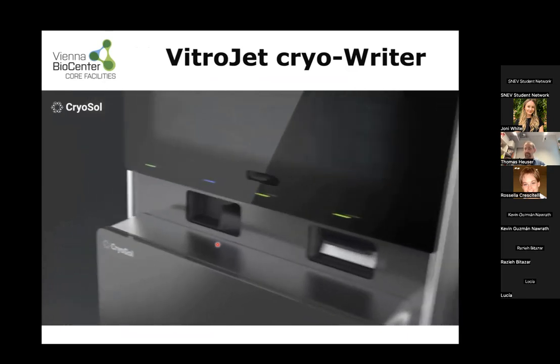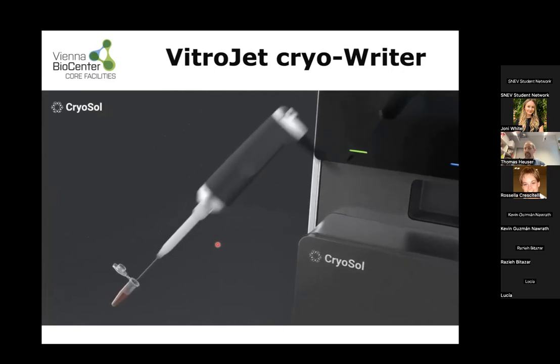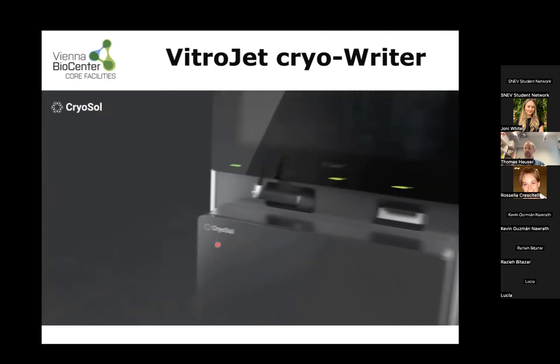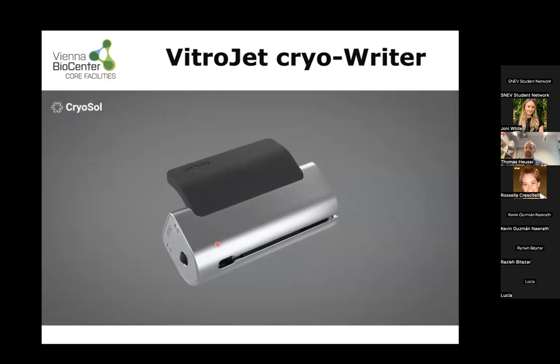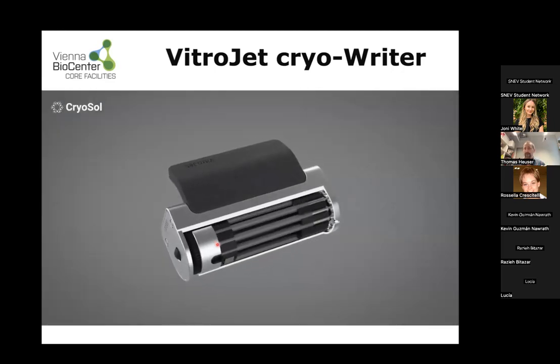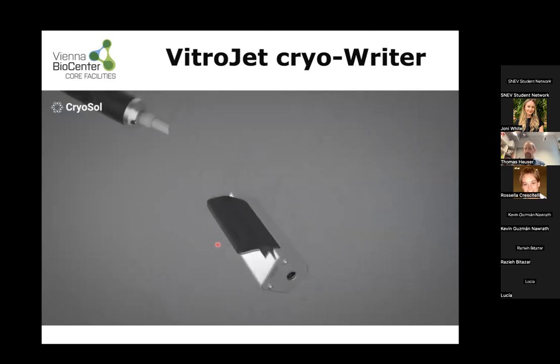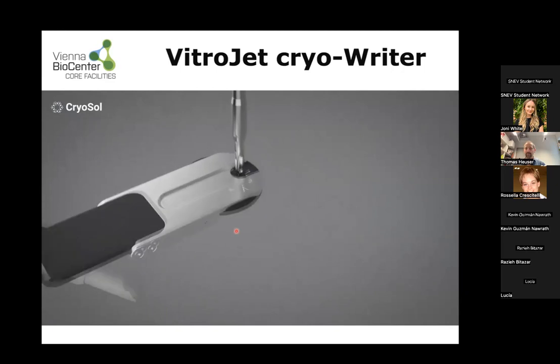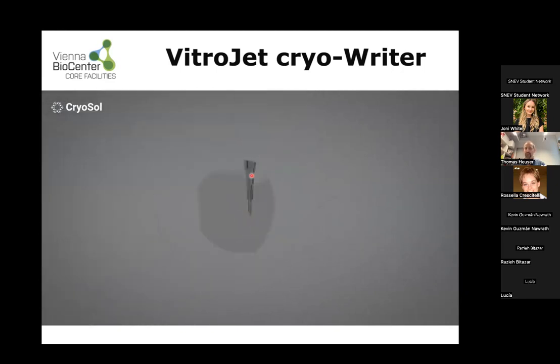The big advantage of this approach is it uses orders of magnitude less sample. So if you have a very tricky sample where you only manage to produce a few microliters or so, then this might be a possibility. The way it works, it has a small metal pin that you will see in a second. This here is your grid. It's prepared in a certain way. That's not that important.